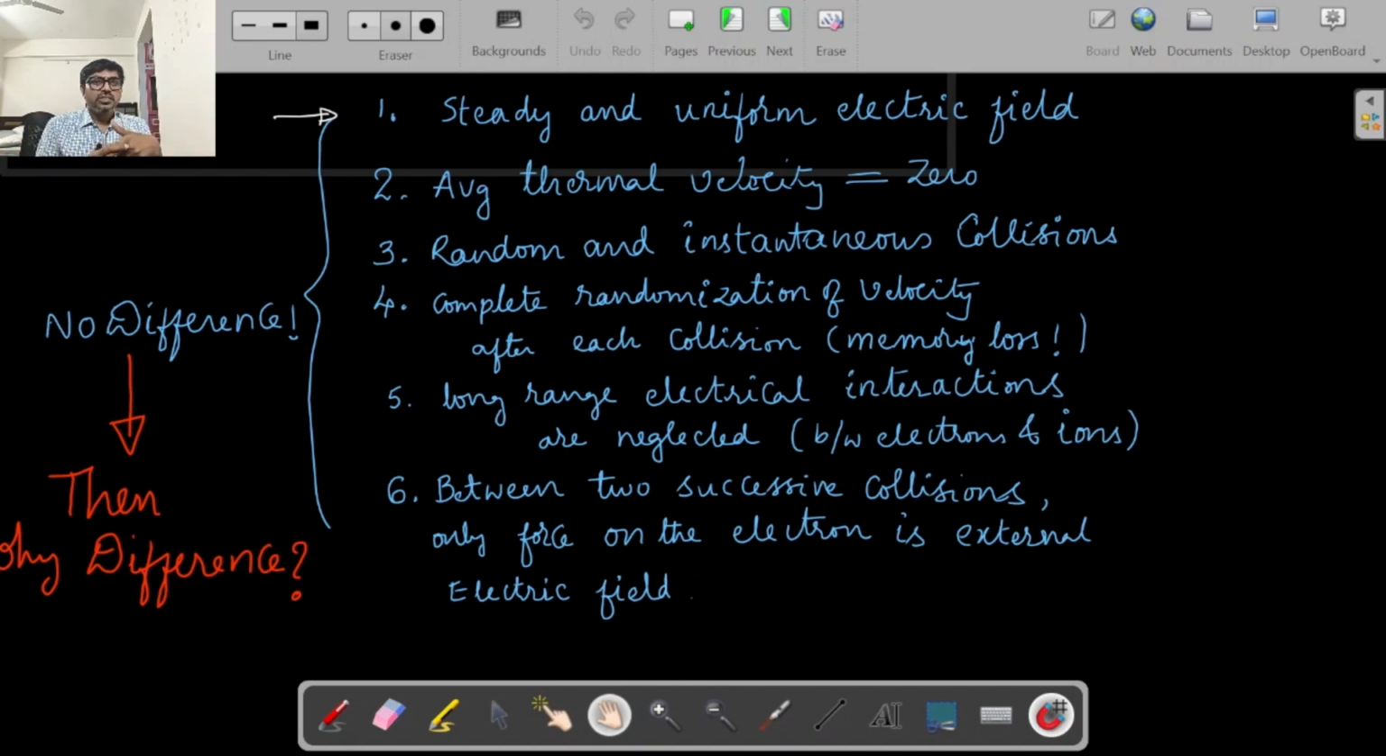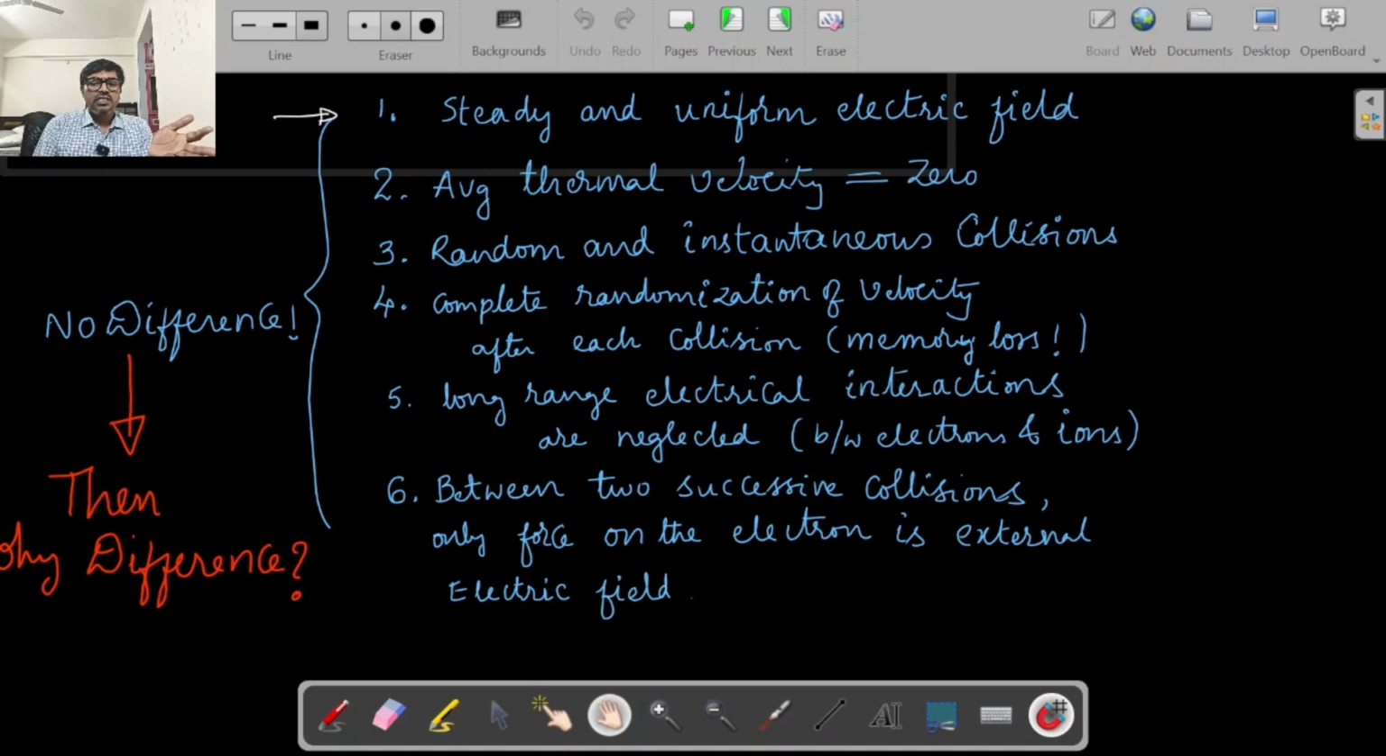Complete randomization of velocity is a very interesting and important factor there. Whatever ordered velocity is picked up because of the external electric field until the collision, once the collision happens, that is all gone into randomization. It gets dissipated into random motion, no more ordered motion. Again you have to start all over with the ordered motion from 0 velocity. This assumption is taken in both categories, there is no difference there.